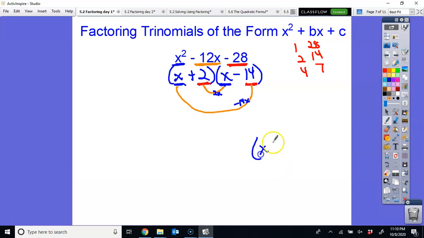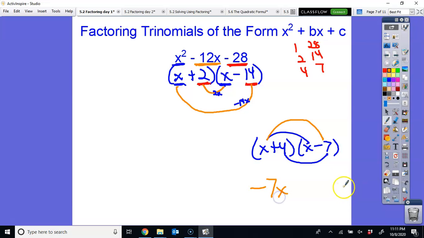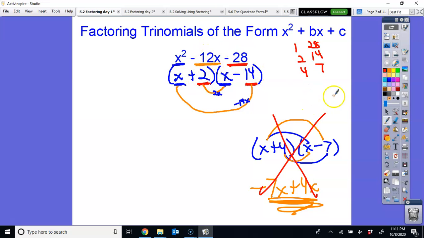Well, let's look. If I put x plus 4 and x minus 7, that'll work for x times x. That's x squared. That'll work for 4 times negative 7. That's negative 28. But that will not work when you do x times negative 7. That's negative 7x. 4 times x, that's 4x. That is not negative 12. So this will not work unless you use the proper numbers. So it has to be numbers that multiply and give me negative 28 and add up to negative 12.